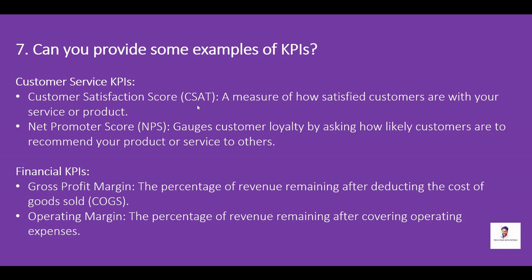Customer service KPIs. Customer satisfaction score is a measure of how satisfied customers are with your service or product. Net promoter score, NPS, gauges customer loyalty by asking how likely customers are to recommend your product or services to others. Sometimes we have surveys for this. After you just completed your net banking, or you just purchased a new product, you will get a survey pop-up. Financial KPIs: gross profit margin and operating margin.